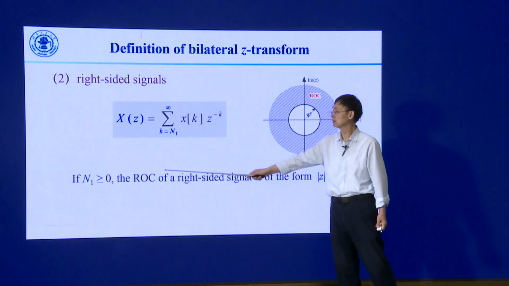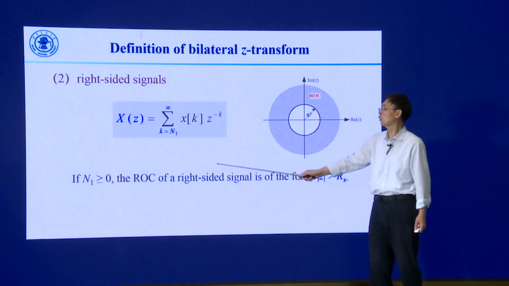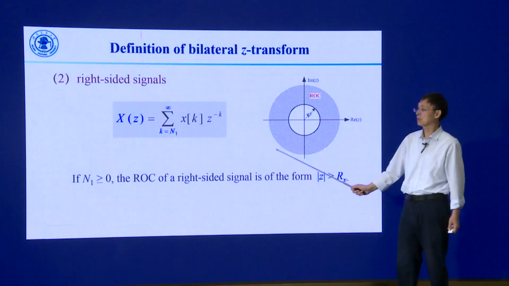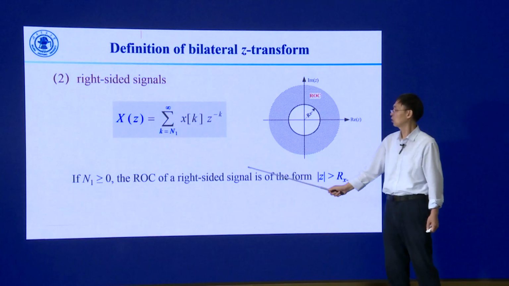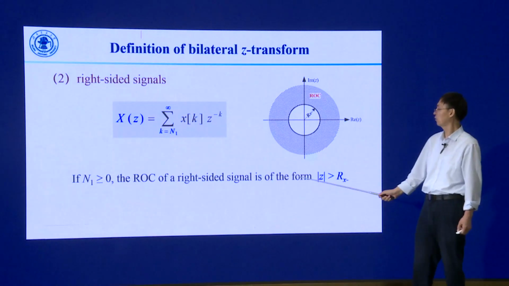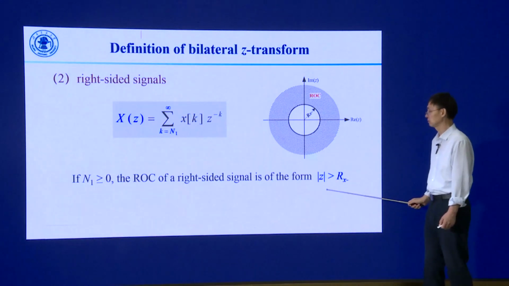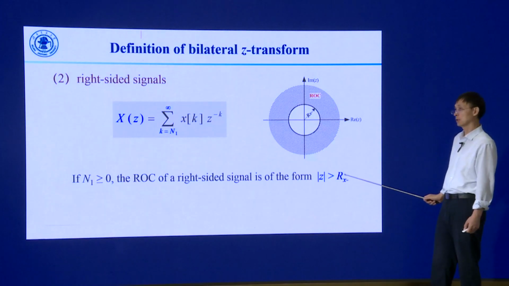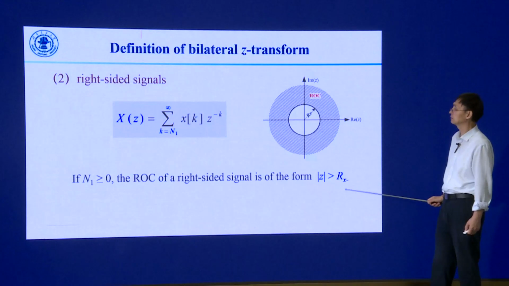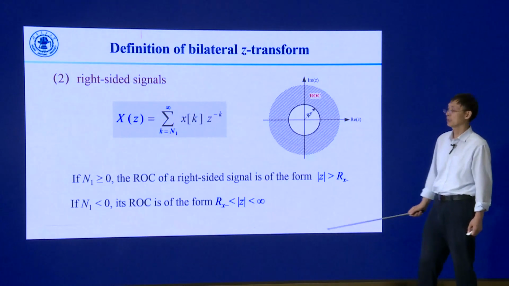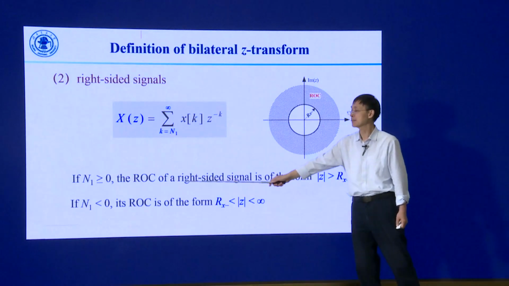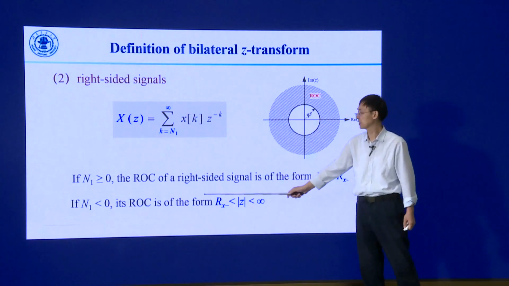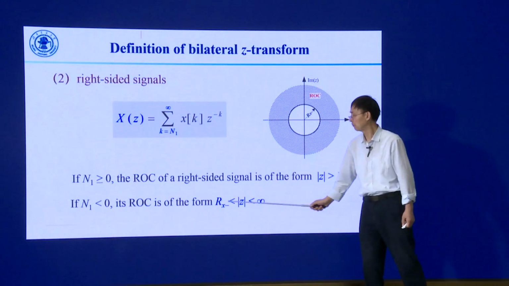If n1 is greater than or equal to 0, the ROC of a right-sided signal is of the form magnitude of Z greater than some positive number. If n1 is less than 0, its ROC is of this form.